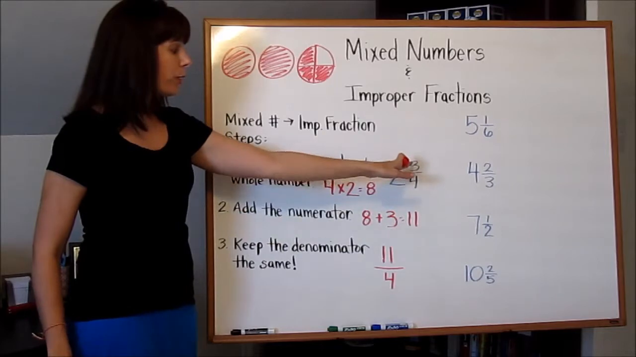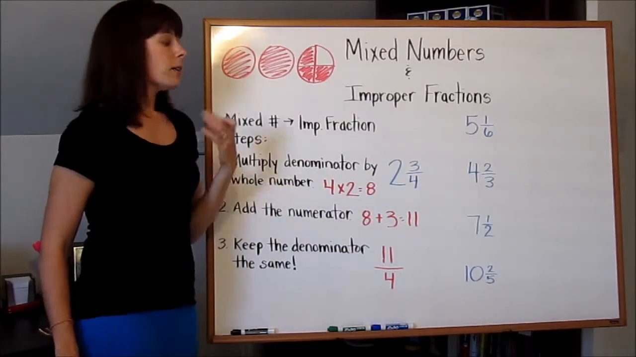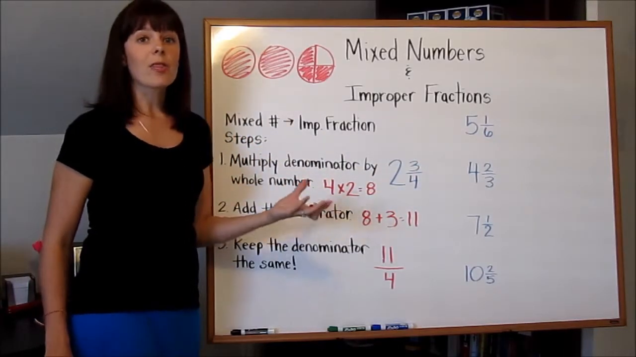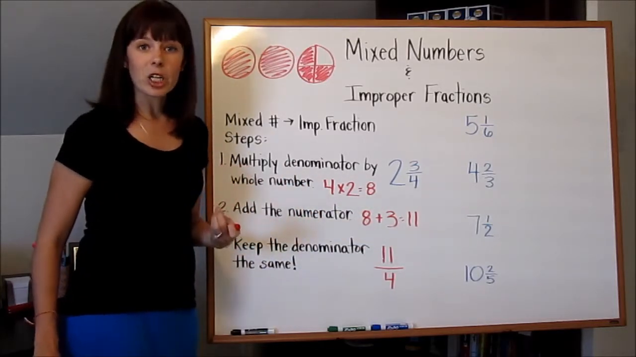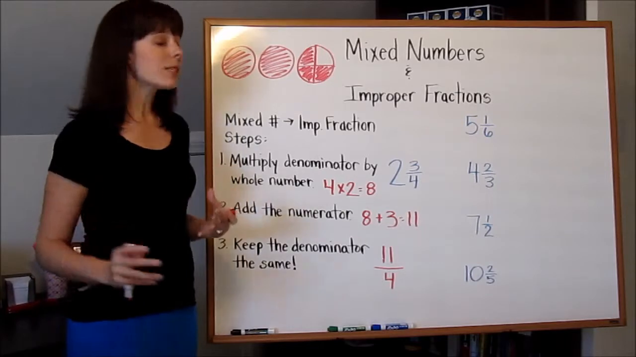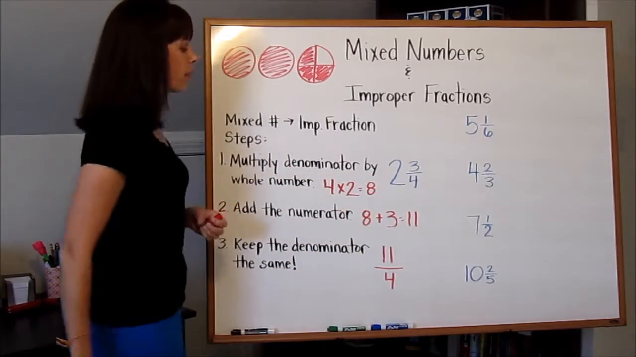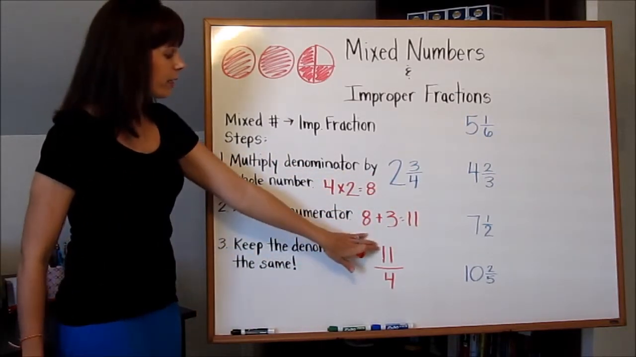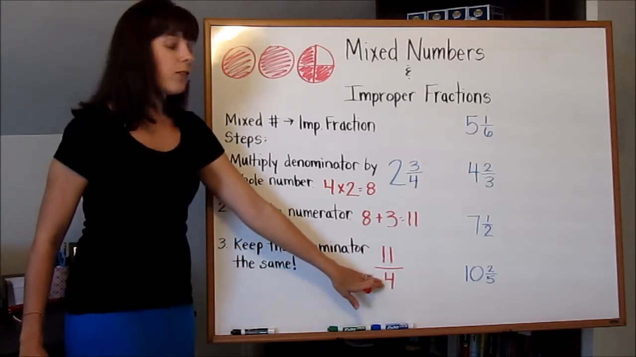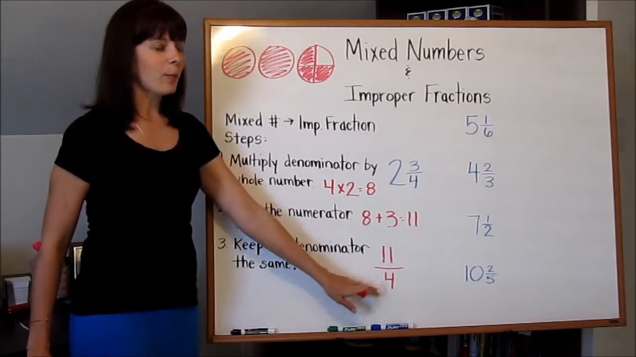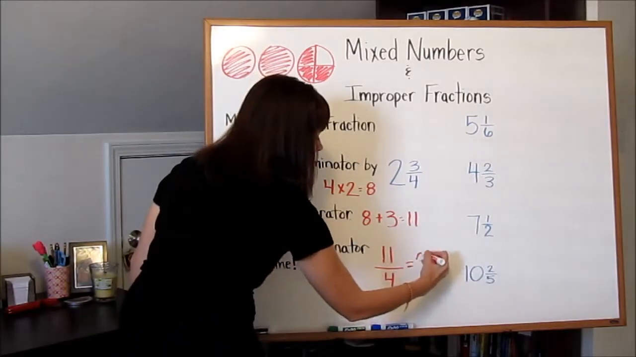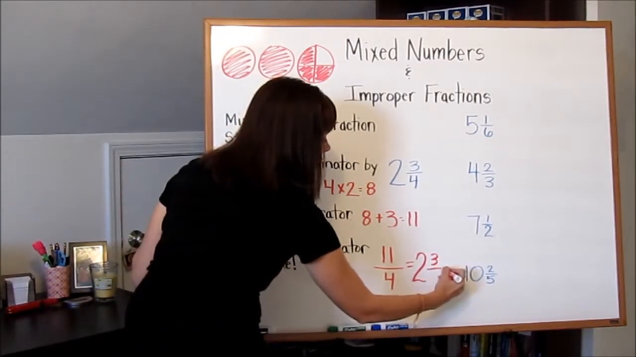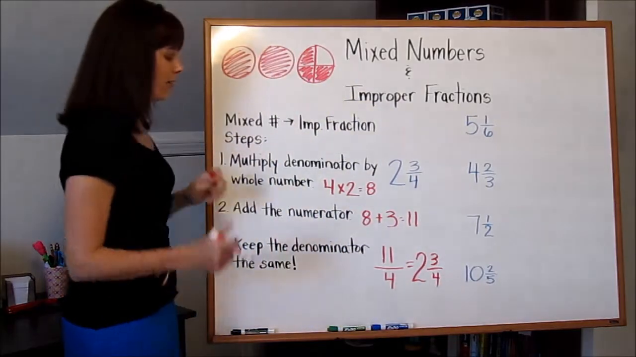Now when I add my numerator to the answer, 8 plus 3, and I get 11, that's my new numerator. Then to figure out what the denominator is, it's very easy. It's the same denominator that you have in your mixed number. So 11 is my new numerator, and 4 becomes my denominator. So 2 3/4 as an improper fraction is the same thing as 11/4.